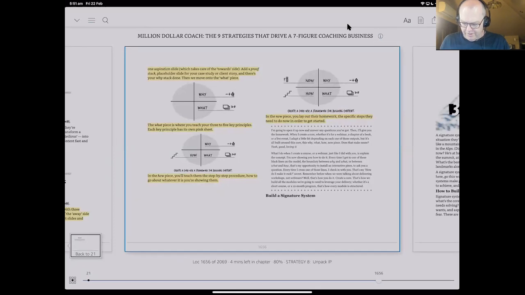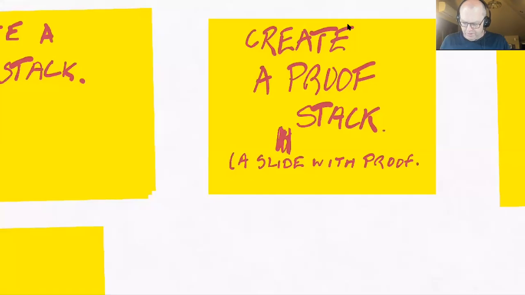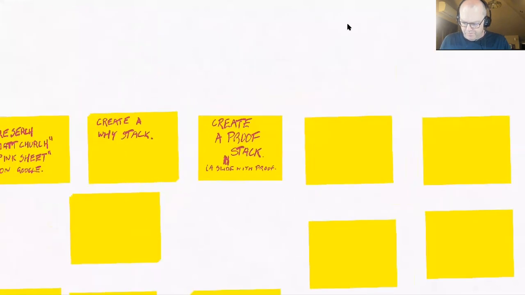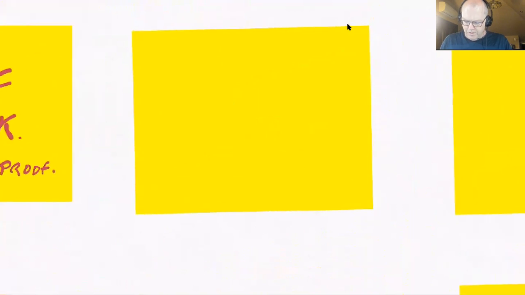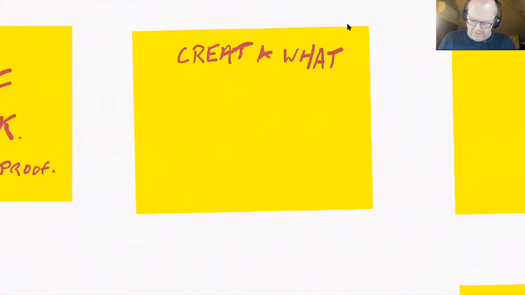So let's go to our concept stack here. Create a what stack. And so I'll just put in here 3 to 5 key points.